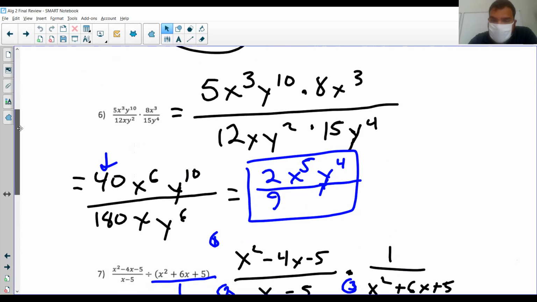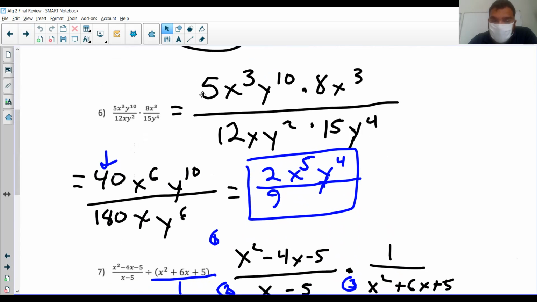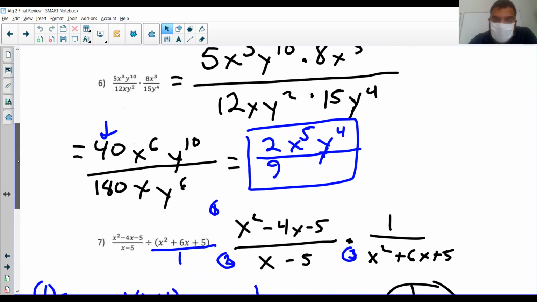This one just takes a little bit of time. Remember, do number by number. So 40 over 80 gets reduced. X to the 6 over X to the 1 gets reduced. Yada, yada.